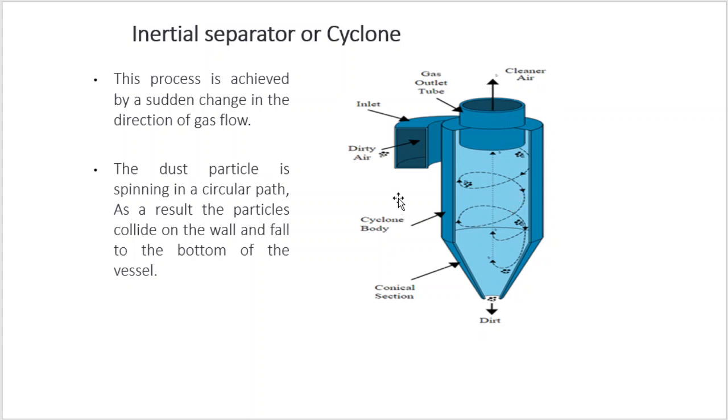So here we can see the dirty inlet, here is the gas outlet tube, here is the cyclone body, this conical section, and the dirt outlet is here. When we enter the dirty air through the inlet, it spins with a sudden change in direction. The dust particles are thrown to the outermost part of the air body, because the more the weight, the more the centrifugal force acting on them. Later they are collected through the dirt outlet and clean air goes out. This is the working function of the inertial separator or cyclone.